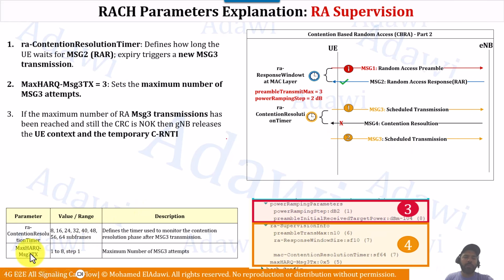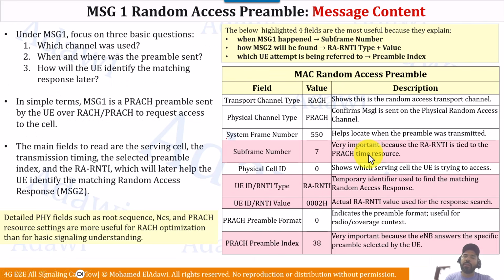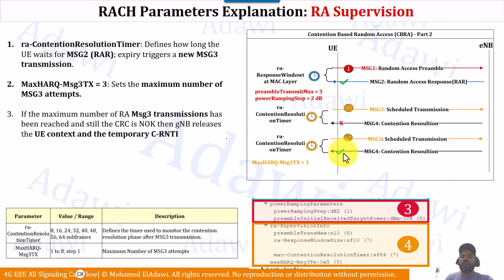So the maximum transmission of HARQ parameter is set here in this example, assuming it's a 3. So now the user sends the second one. He will start the timer again. If this one is successfully received, then it's fine. If it failed, then what will happen?